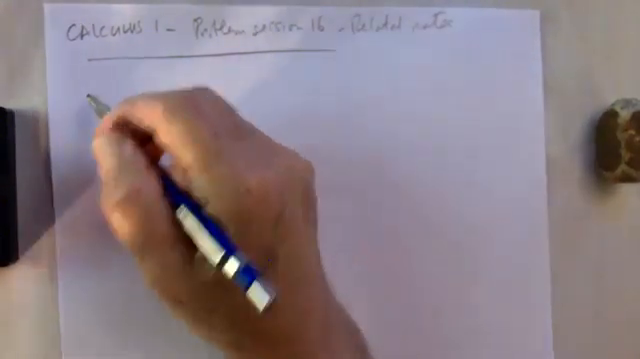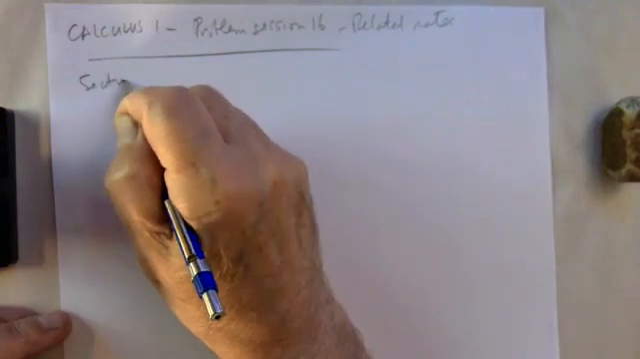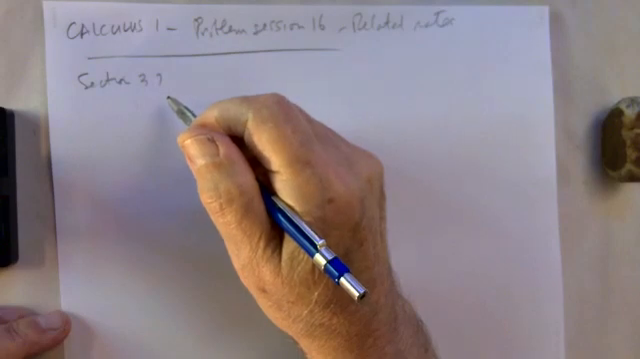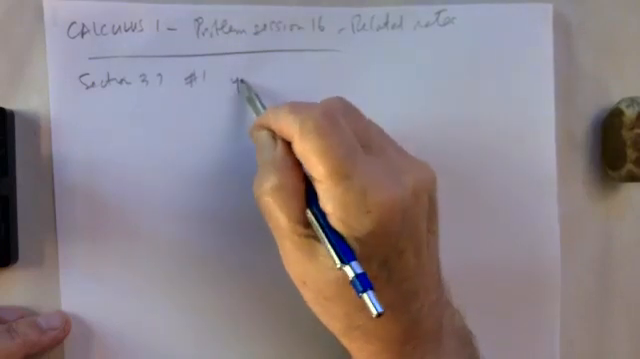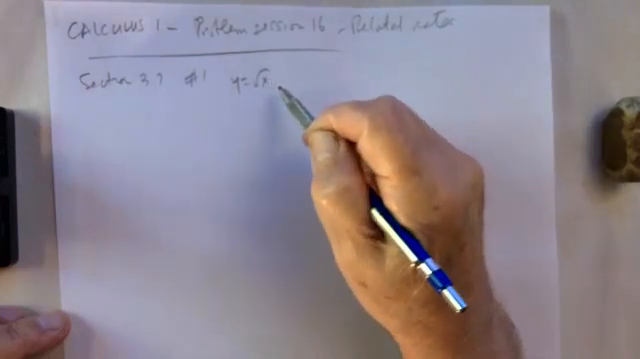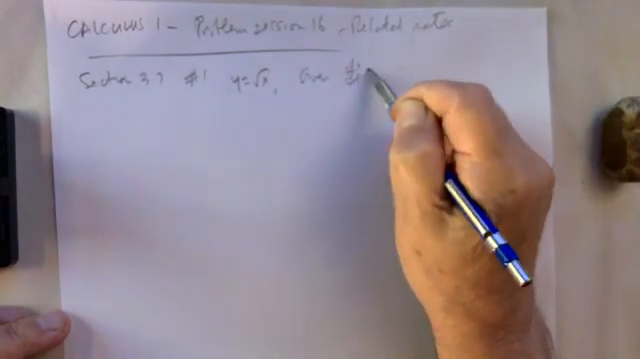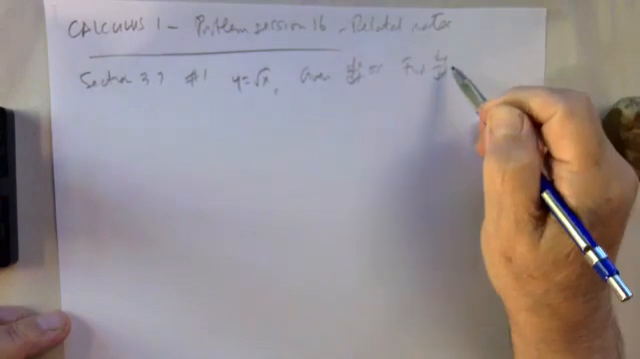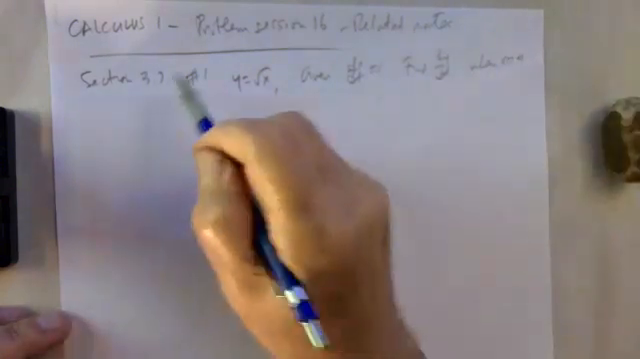So this is section 3.7. Start with number one. So we have y is the square root of x. And it's given that dx dt is 3, and we want to find dy dt when x equals 4.